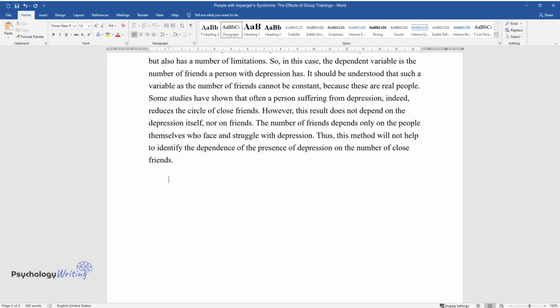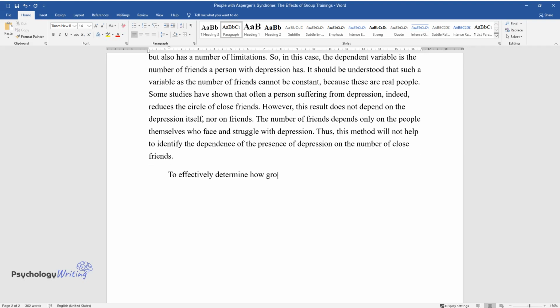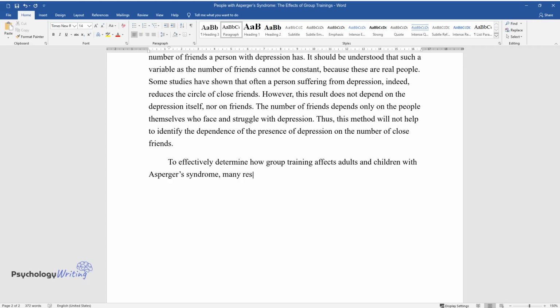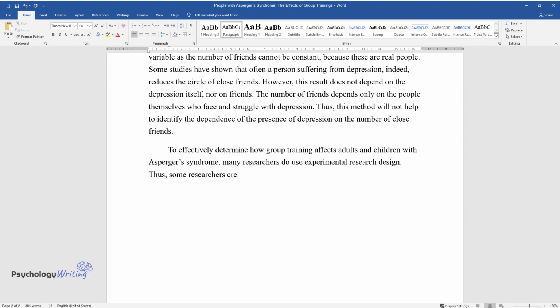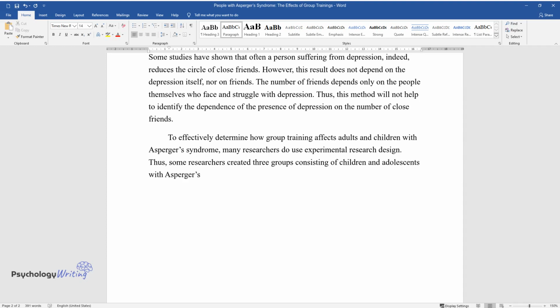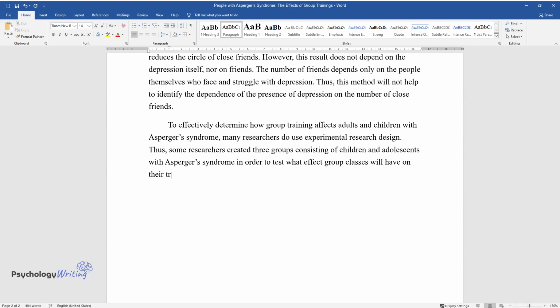To effectively determine how group training affects adults and children with Asperger's syndrome, many researchers do use experimental research design. Thus, some researchers created 3 groups consisting of children and adolescents with Asperger's syndrome in order to test what effect group classes will have on their treatment.